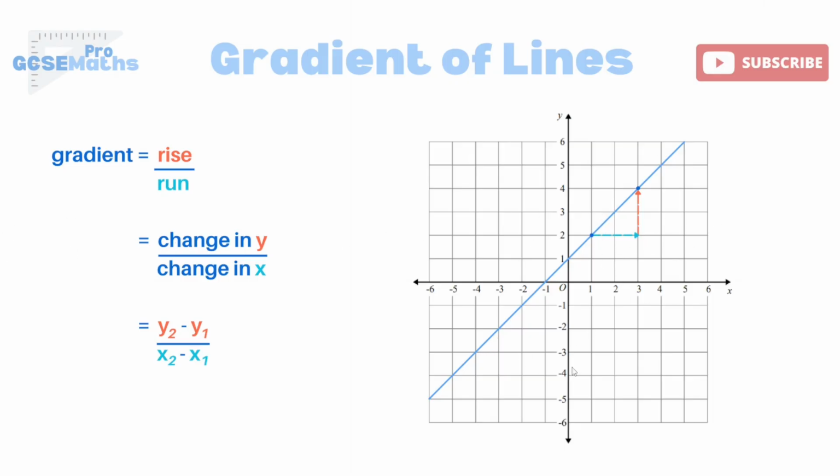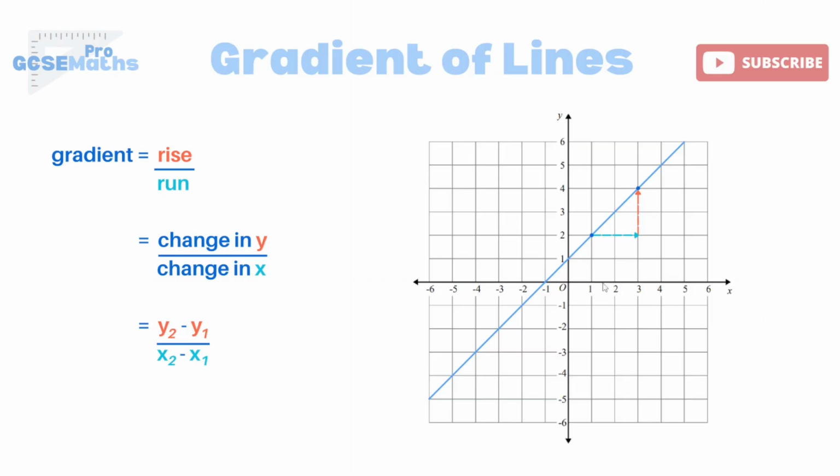If you have a look at a graph, you can just pick any two coordinates along that line. Try and make them whole numbers, that'll be easier. I probably wouldn't choose this coordinate here because I don't know exactly what that would be. So try and choose solid coordinates, easier ones.